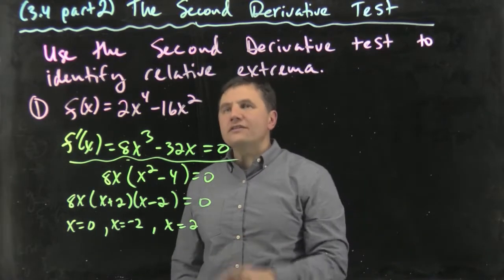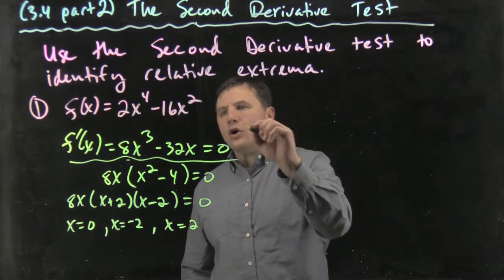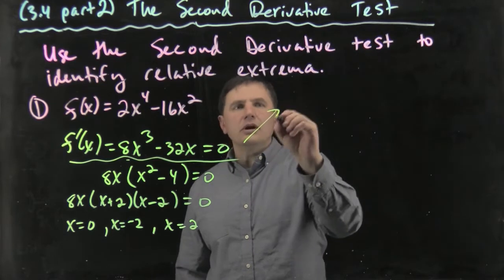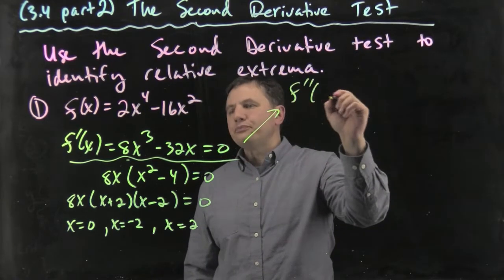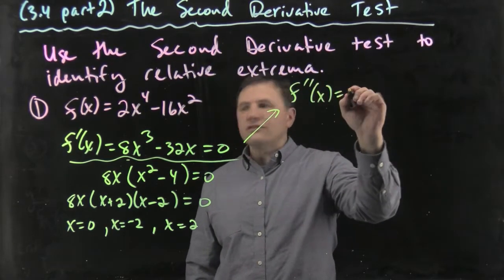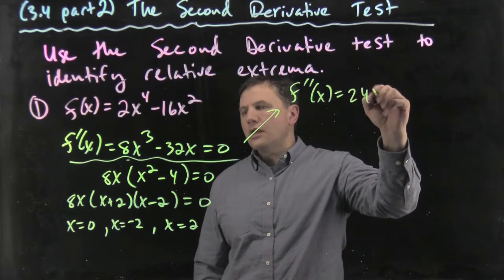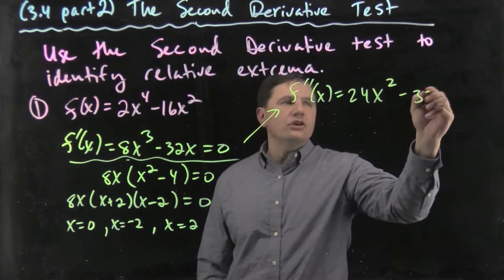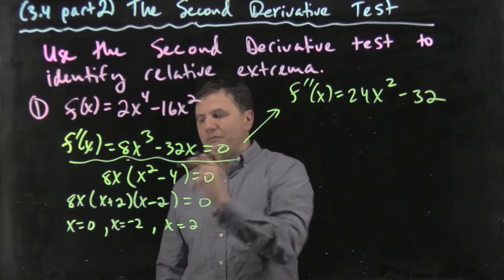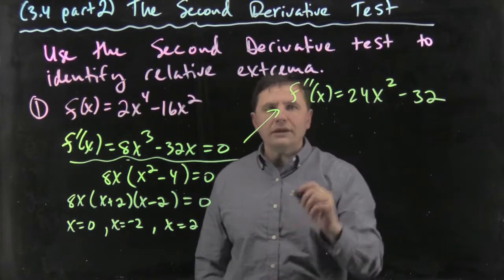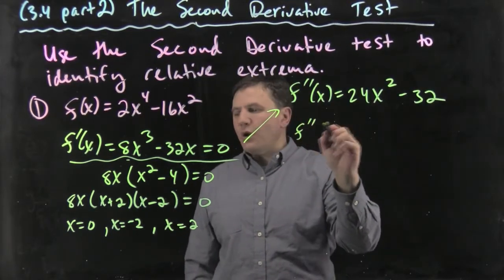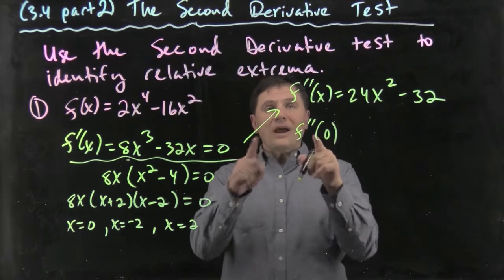All right. So what's nice about this is we don't have to do a number line. All we do is we take our double derivative here. So our double derivative, so that's 24x squared minus 32. Now all I'm doing is I'm taking these values and plugging it directly into our double derivative.